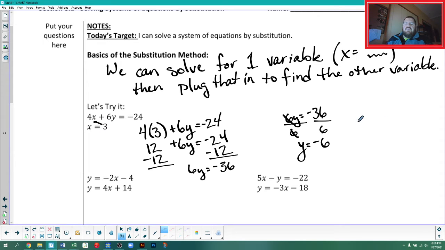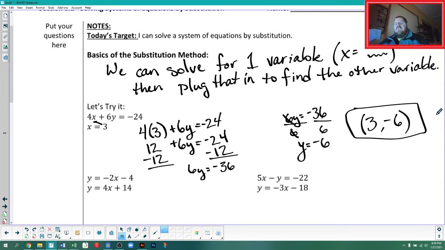They gave us a little bit. We get the answer 3, negative 6. Our answers aren't going to change. We're still thinking of this as a point where two lines are going to cross. And that's what we have here. We have the point 3, negative 6 is where these two lines will cross.